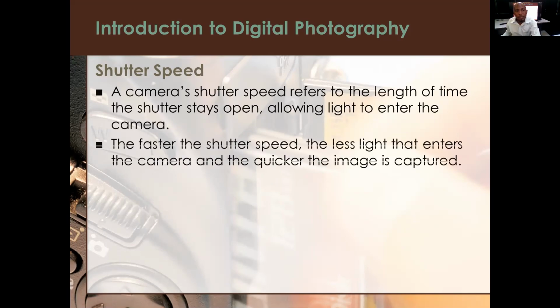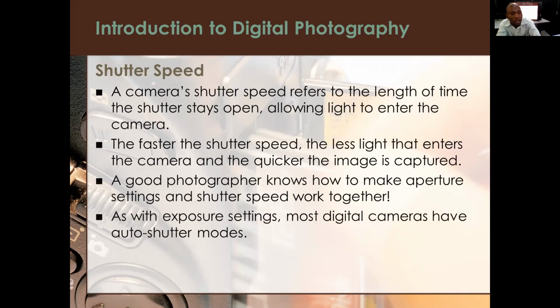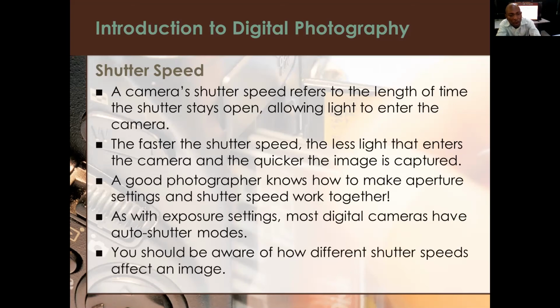Shutter speed. A camera's shutter speed refers to the length of time the shutter stays open, allowing light to enter the camera. The faster the shutter speed, the less light that enters the camera and the quicker the image is captured. A good photographer knows how to make aperture settings and shutter speed work together. As with exposure settings, most digital cameras have auto shutter modes. You should be aware of how different shutter speeds affect an image.